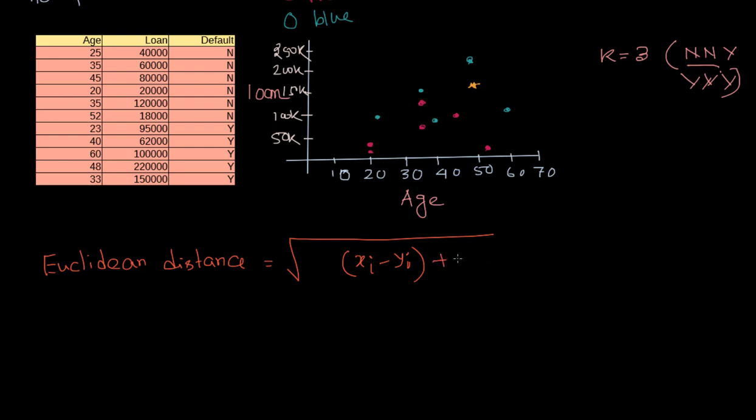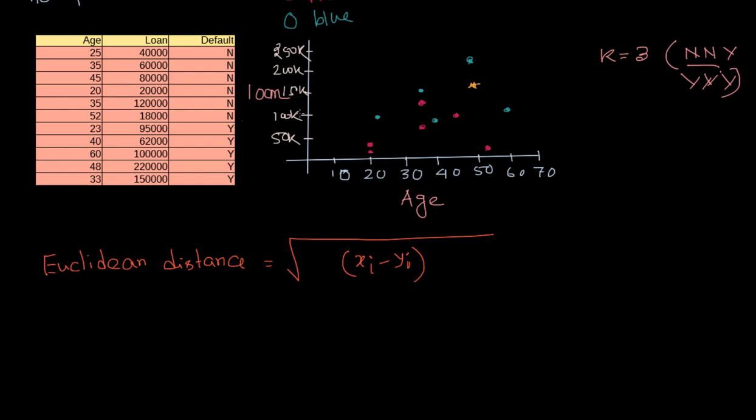plus... Control Z, because it will not be plus. So for each and every feature, if I talk about age and loan as features, that means our x-axis and y-axis. For each feature, from the point you want to calculate the distance to another point, right? Suppose this one over here.